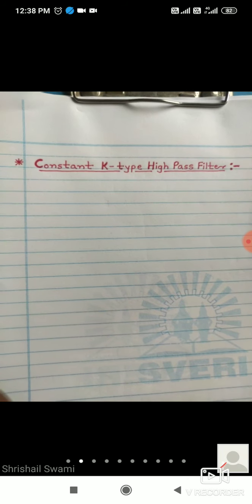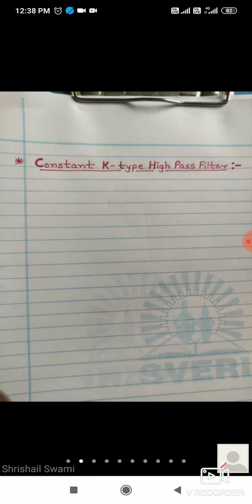So today we are going to start the second one, the constant K type high pass filter. It is exactly opposite to the low pass filter. The function of the high pass filter is exactly opposite to that of the low pass filter.